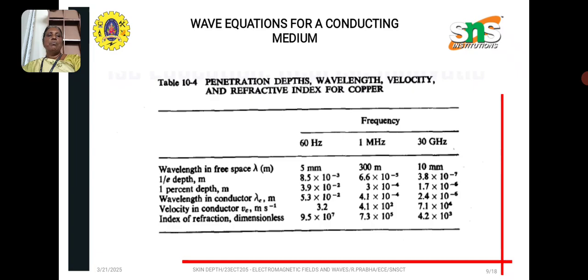Wavelength is greater for small frequencies. We know wavelength and frequency are inversely proportional, and velocity in the conductor and index of refraction are also given. So we can understand the relation between the various parameters of an electromagnetic wave when traveling in a conducting medium in terms of frequency.